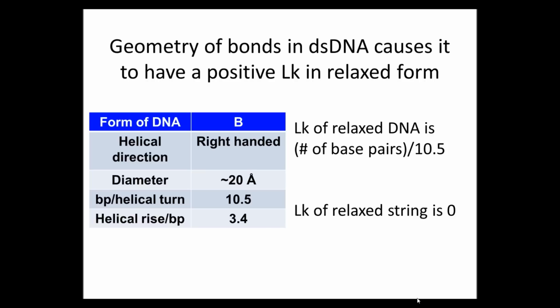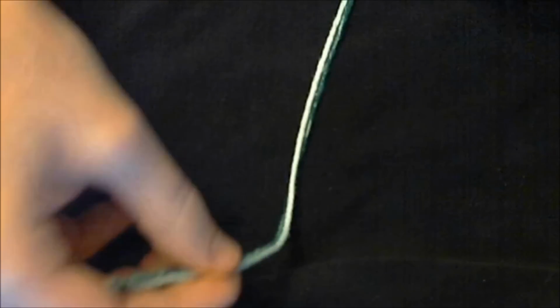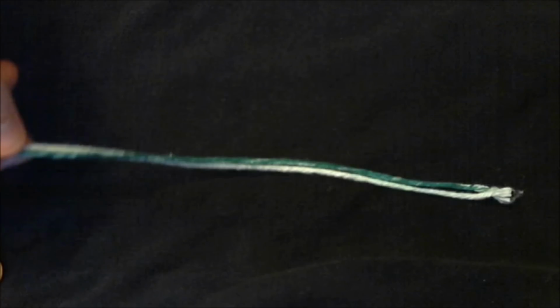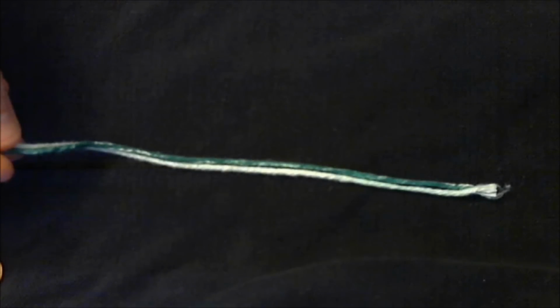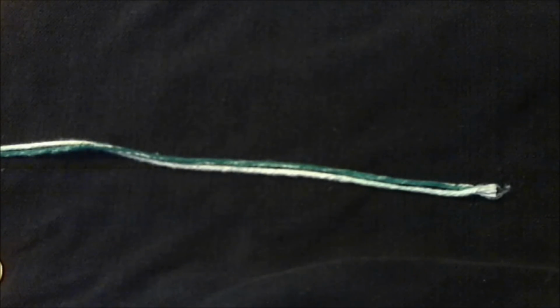Relaxed B-DNA has a positive linking number, meaning that without adding any energy, two strands of DNA will just naturally wrap around each other at the rate of one turn every 10.5 base pairs. String, on the other hand, if you just hang two pieces of string next to each other, they generally won't wrap around each other very much, so their relaxed linking number is about 0. So string in its relaxed form doesn't have any linking number at all. Its linking number is 0. The strands don't wrap around each other, whereas DNA would have a positive linking number.